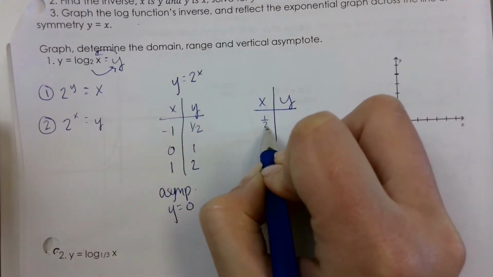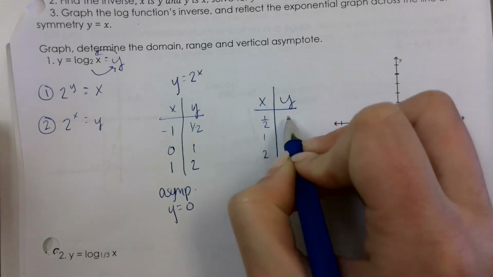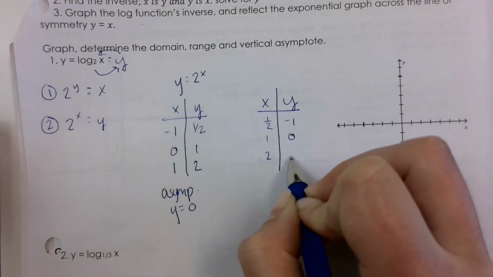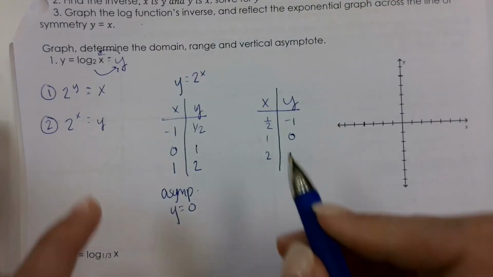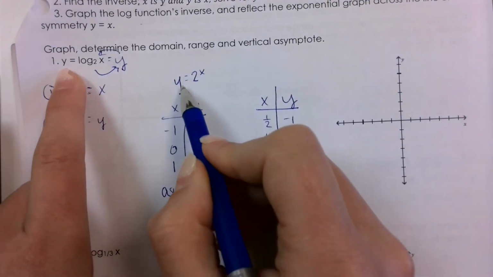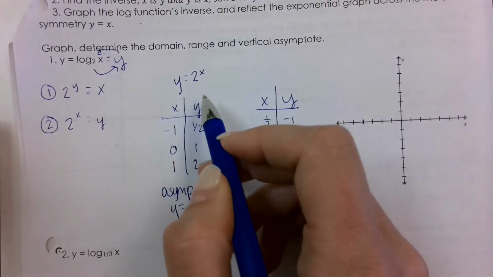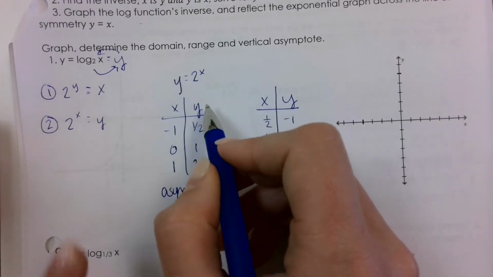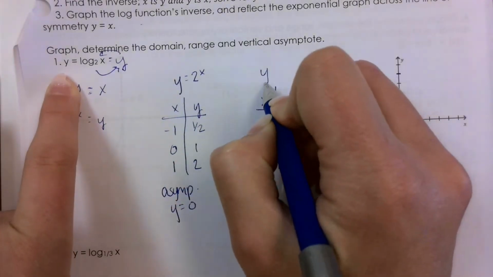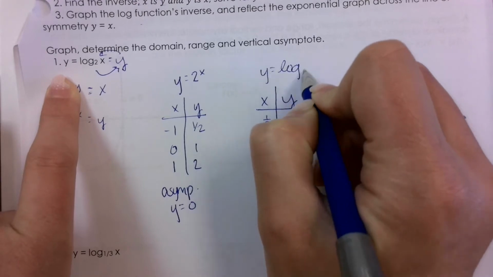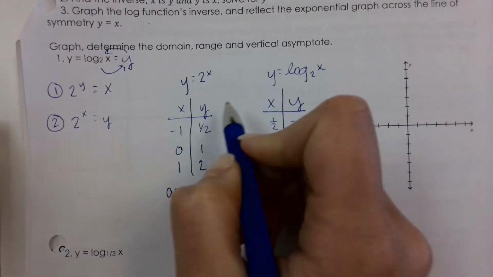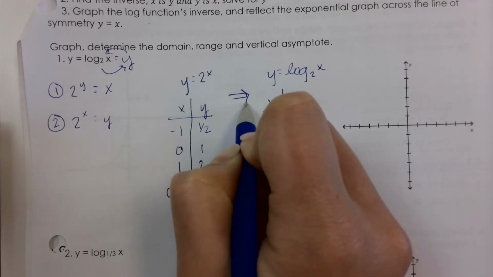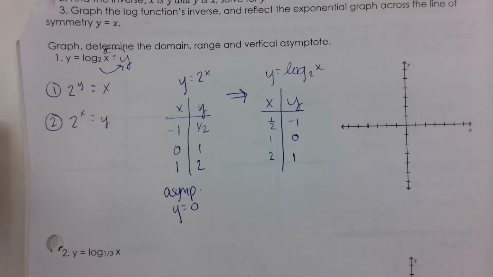So then we're going to do the inverse of all that. So when we switch it, we're still going to have x's and y's. How is our table going to be different? You just flip x's and y's, right? That's how you do an inverse. You switch your x's and y's. So our x values are now going to be 1/2, 1, and 2. And our y values are now -1, 0, and 1.